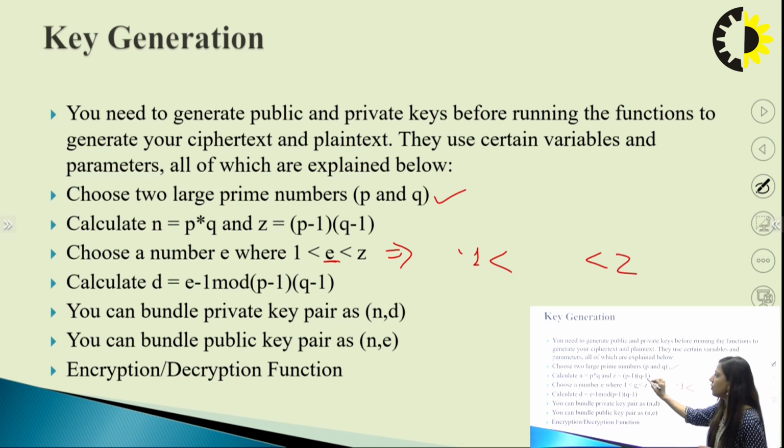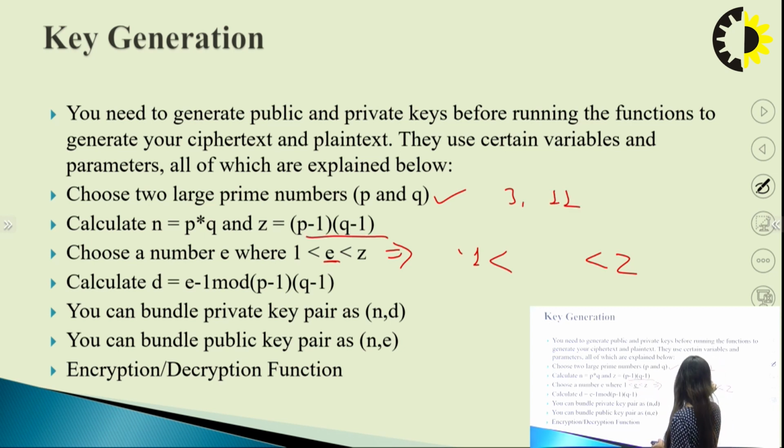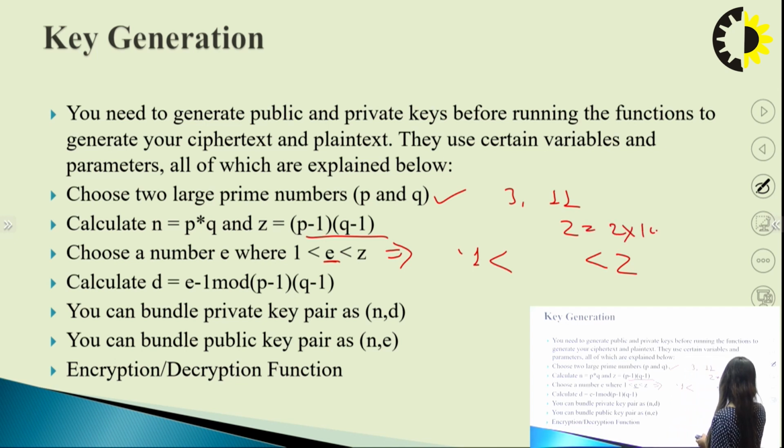What was the value of our z? Taking the example again, 3 and 11, we calculated z as 2 times 10, that was 20. So what is my value?